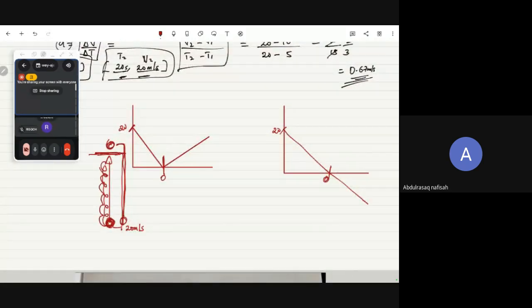Because when we reverse direction, it is still the same direction: something started from 20 and goes up to 0. Because we know that that object cannot stay in the air, it has to come down. It will come down along that same path.